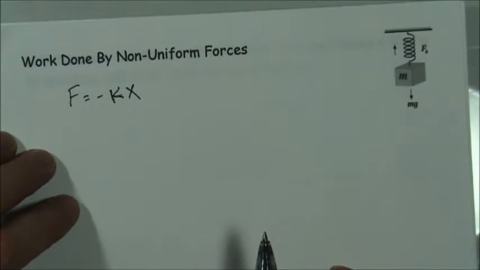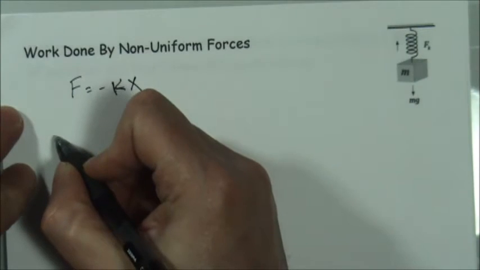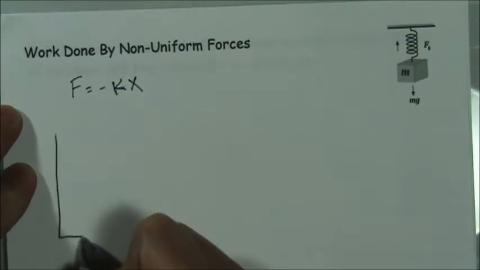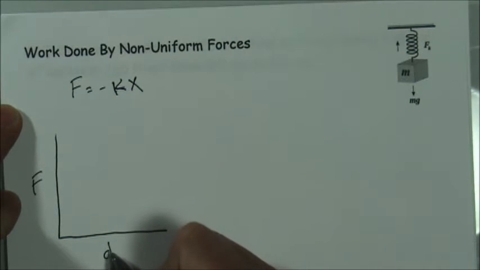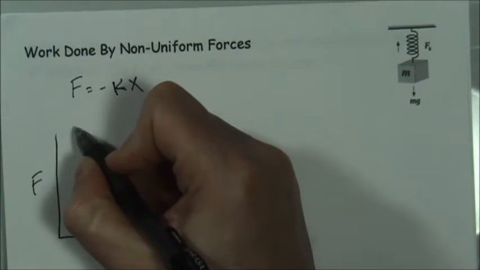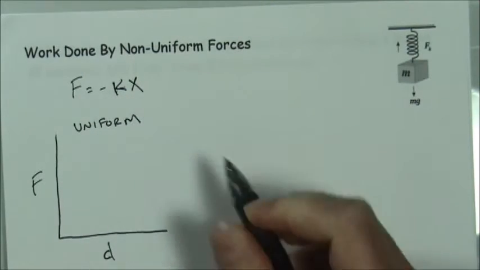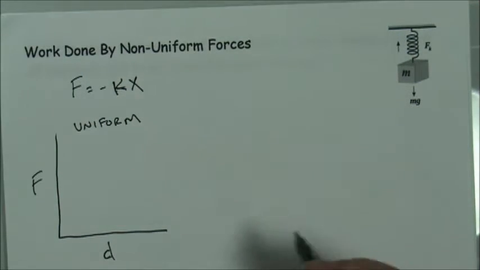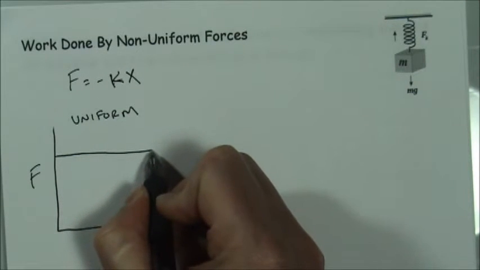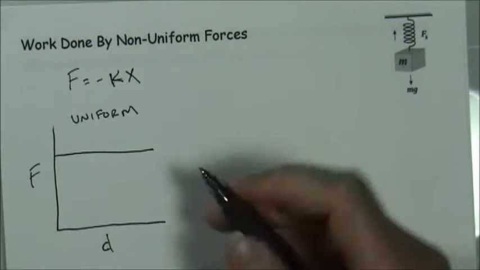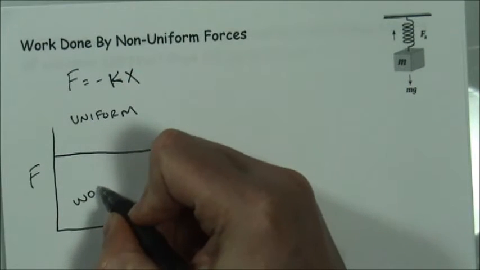So in order to address that, the easiest way to think about it is to look at a graph of force versus displacement. So before we look at what happens with the non-uniform, let's look at uniform. So let's say, for example, that you apply a constant force over some displacement. Then the work in that case would be represented by the area of the graph.